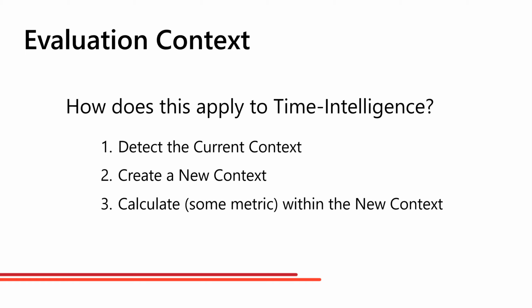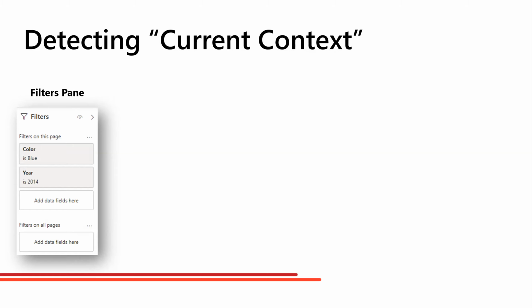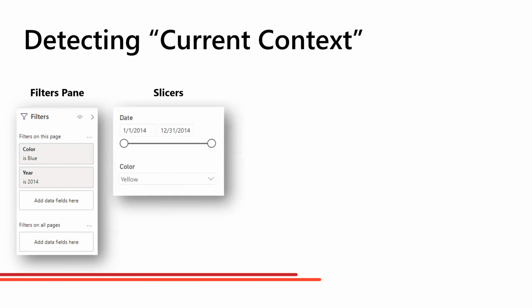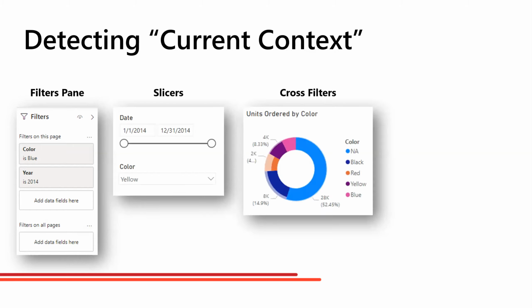Detecting current context. There's a lot of places where current context can appear. We can have filters on the filters pane of our Power BI report, and this will create a context in which all the calculations are evaluated. We can have slicers out on our report. We can have cross filtering, which creates context or impacts context. And then in visuals too, like this column right here has a context of 2011.